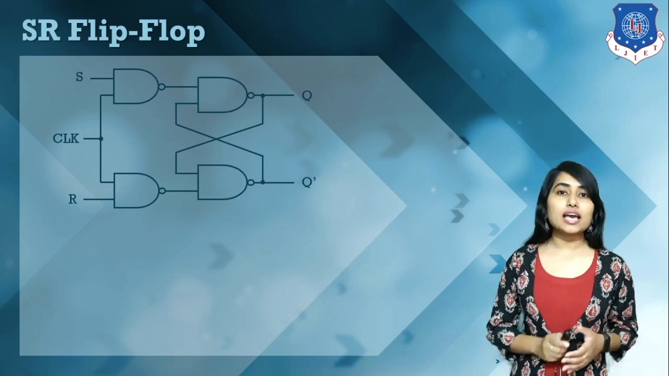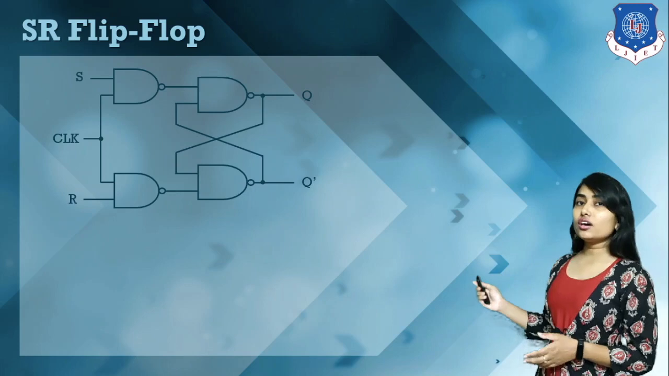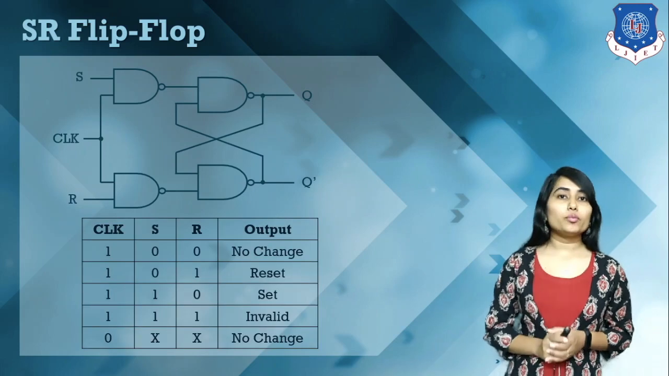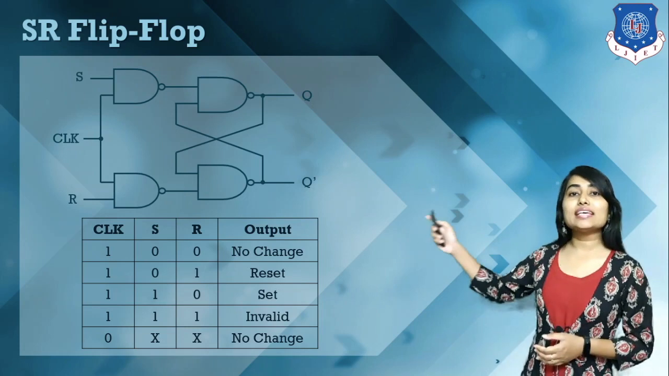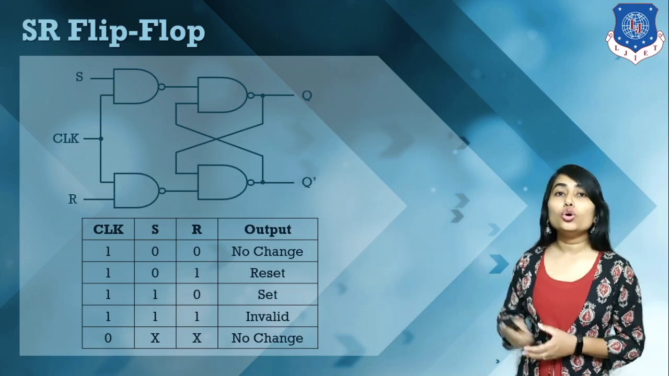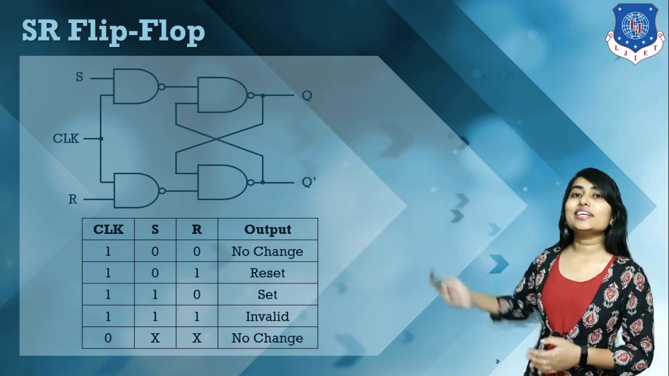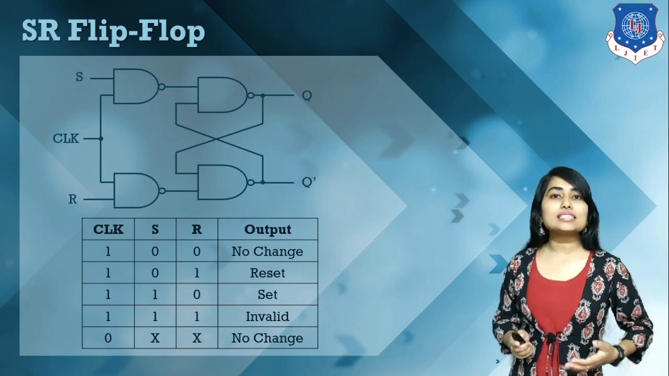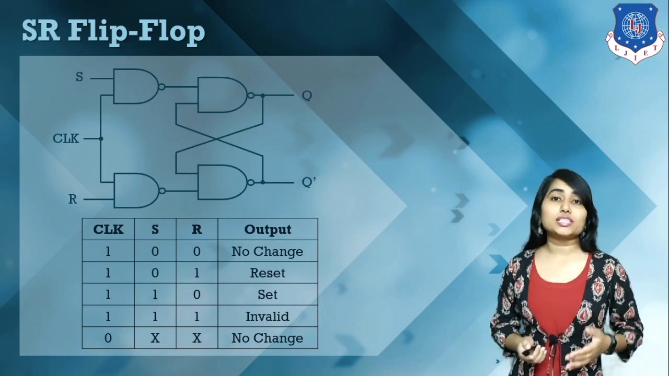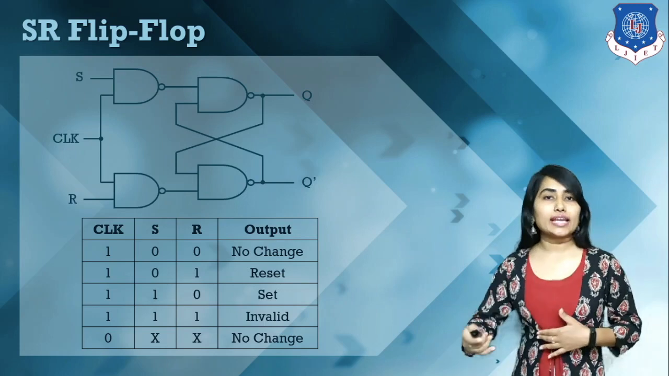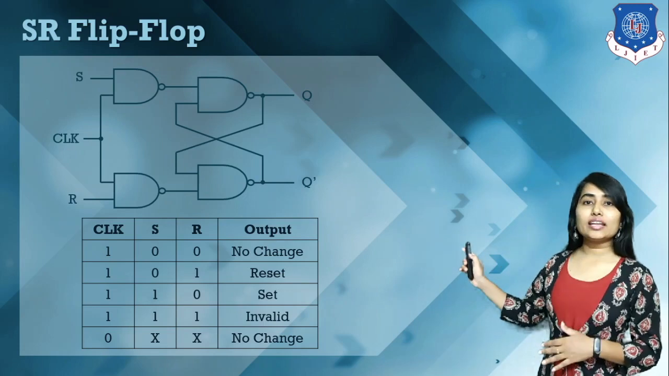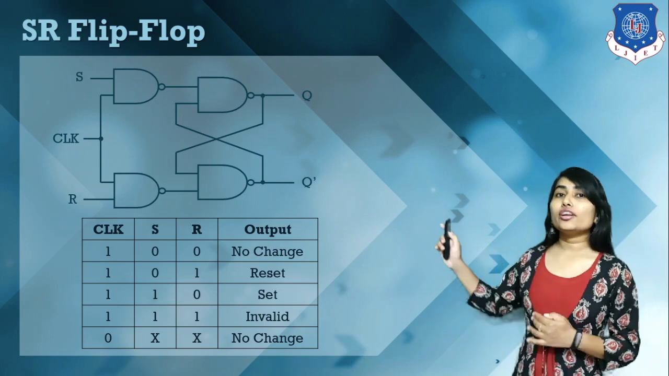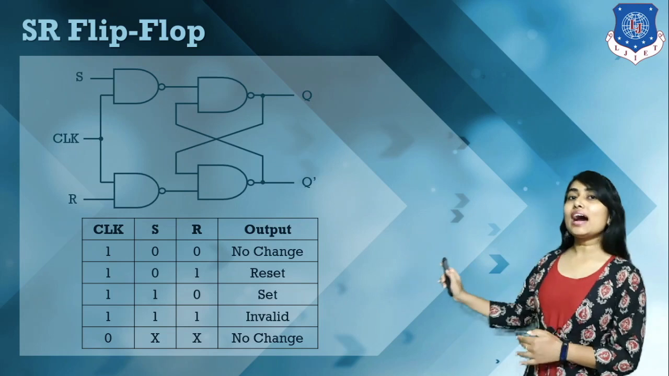Now how does this SR flip-flop work? So here we have the characteristic of this SR flip-flop. Now we know that whenever S and R are equal to 0 0, we have a no change condition. That means present output is equal to past output, or we can say present output is equal to next output. For S and R equal to 0 0, we have a no change state. Then for S equal to 0 and R equal to 1.